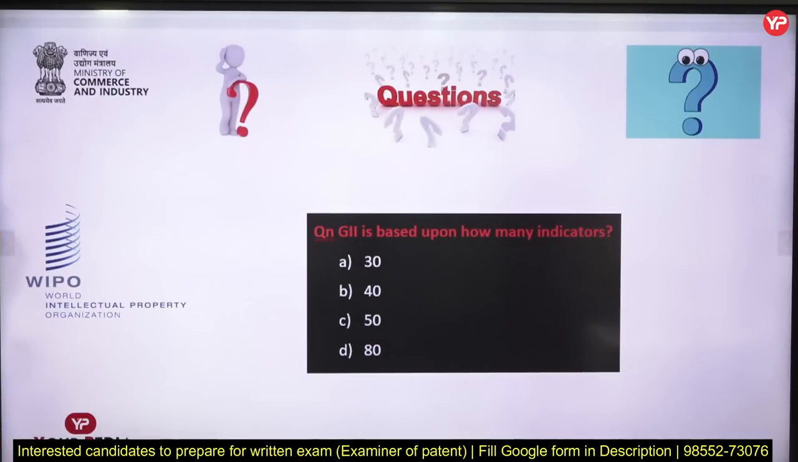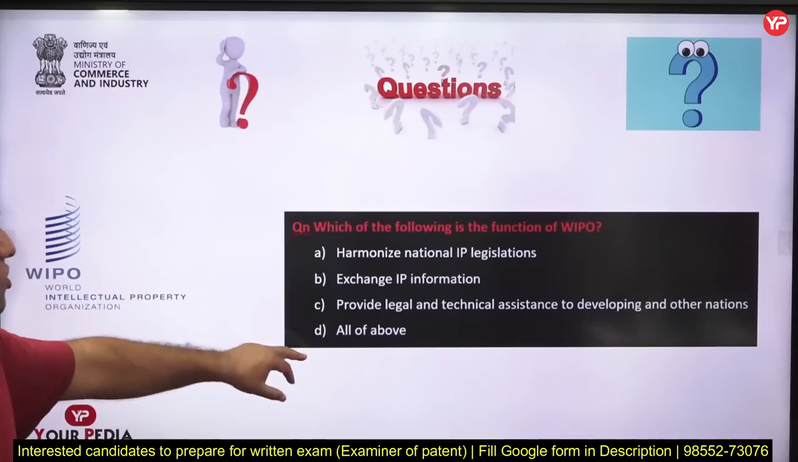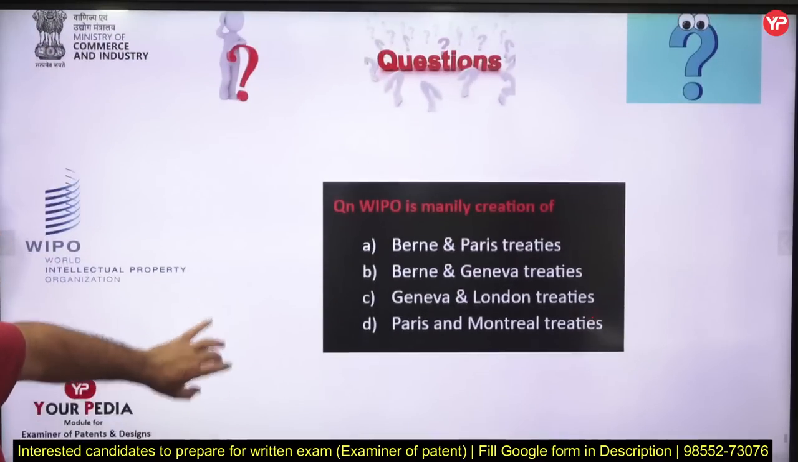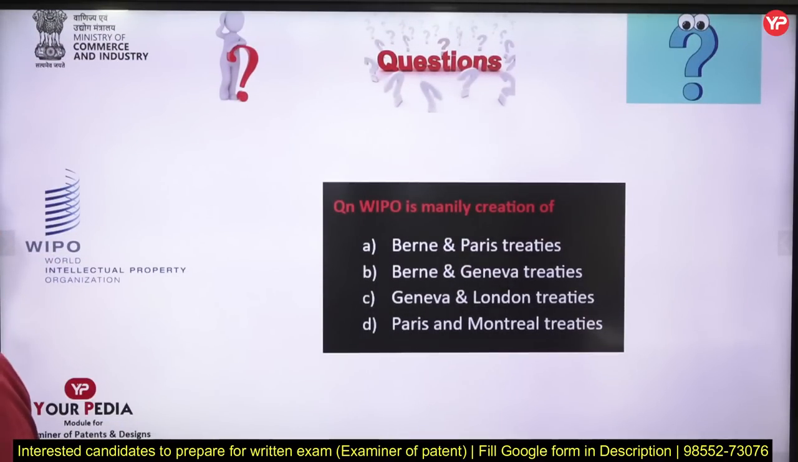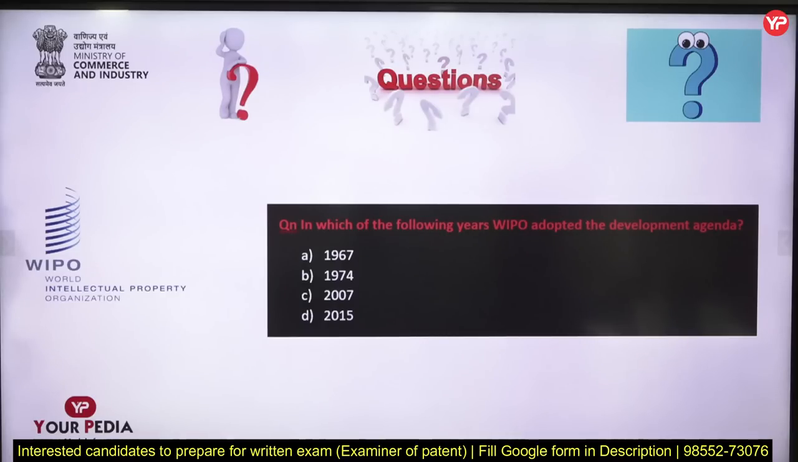How many indicators? 80. Which of the following is a function of WIPO? Harmonize national intellectual property legislations, exchange IP information, provide legal and technical assistance to the nations. What do you think? Or all of them? Answer is all of these. WIPO was born basically because of the two treaties, the Bern and Paris Treaty. In which of the following years did it adopt the development agenda? I think 2007.